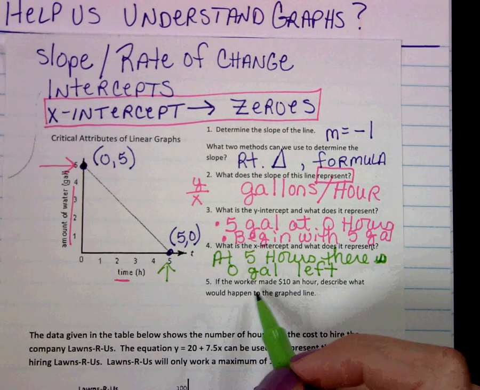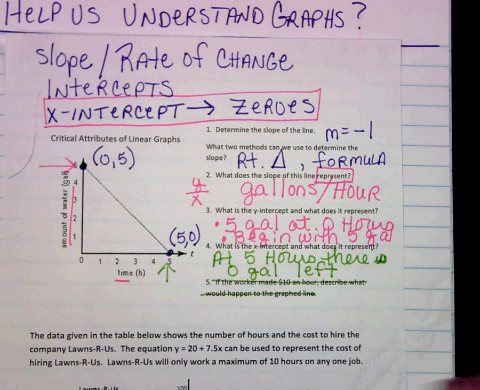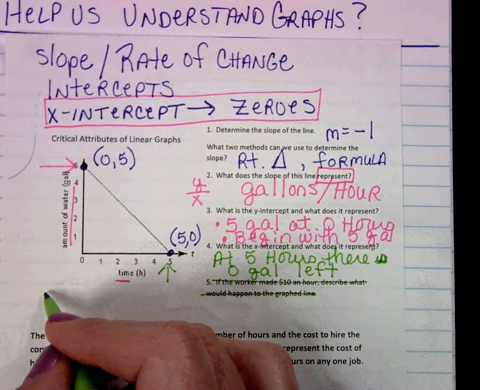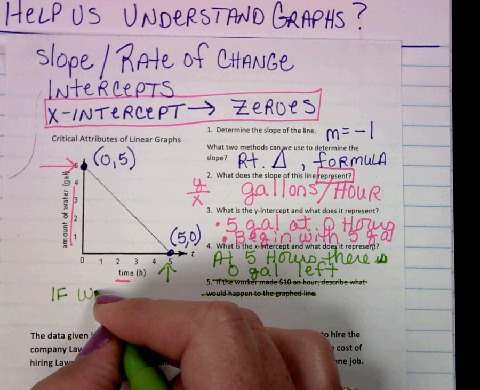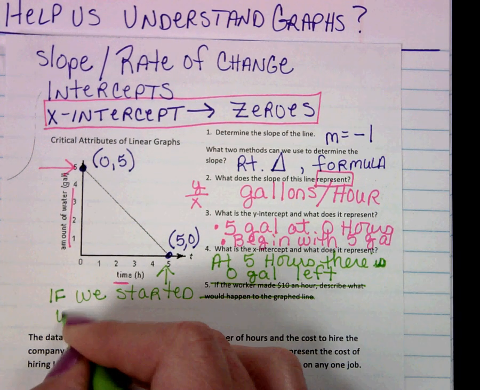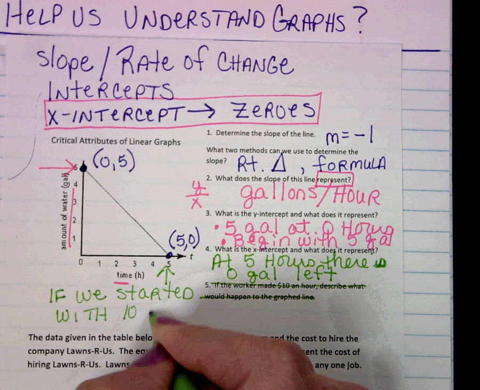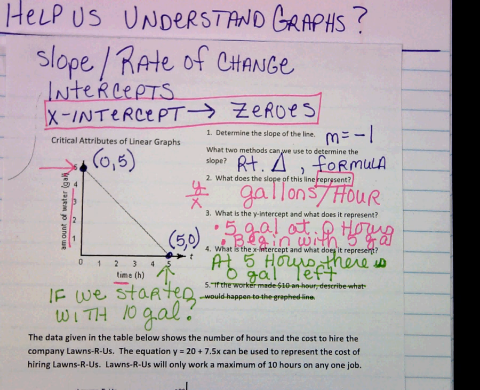Now this is a bad question. This graph has nothing to do with money, so I'm going to change it. And so my question is, if we started with 10 gallons, how would that change the graph? What would the graph do? I want you to think about that and write down your answer. If we started with 10 gallons, how would the graph change?